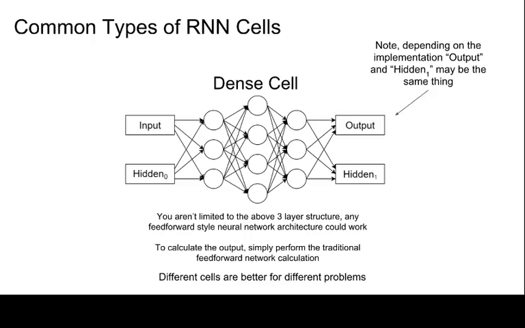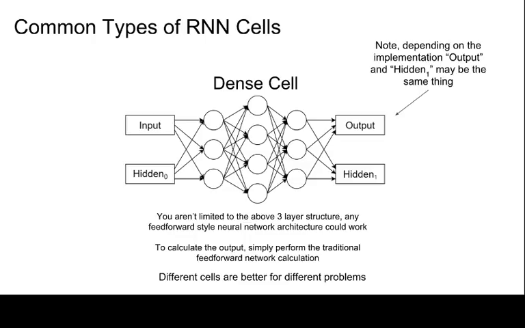All right. So, common types of RNN cells. This goes into the math a little bit, but just for the sake of time, since I know we've got more notebook to cover, I'm kind of going to breeze through it. And you can look at the slides once they get posted, and hopefully the stuff there will all make sense. So this is just a dense cell.